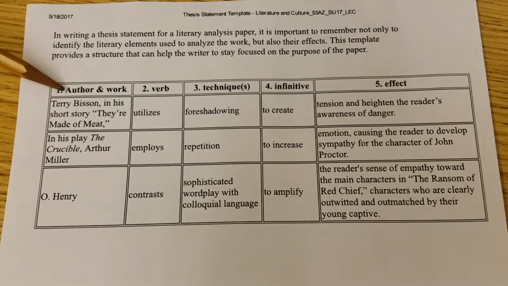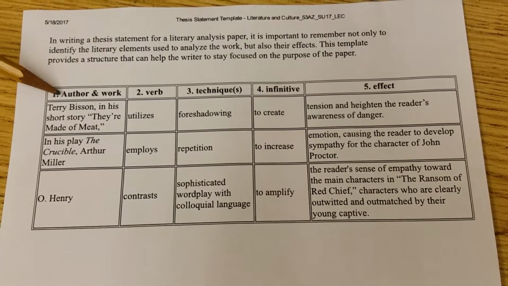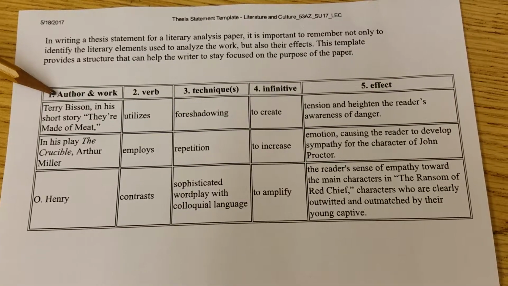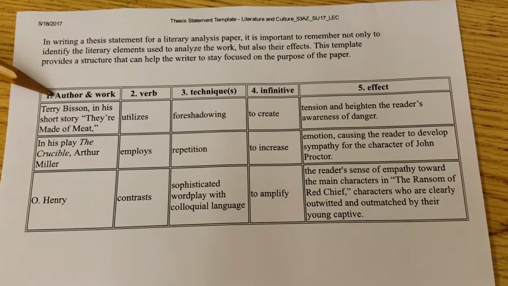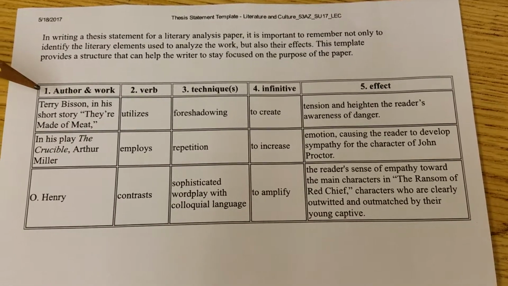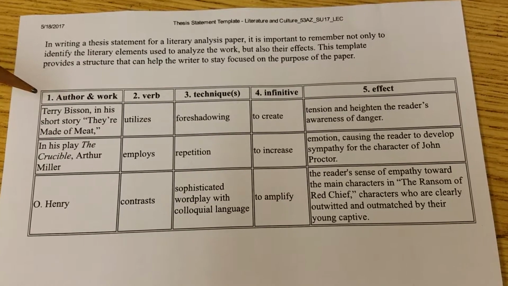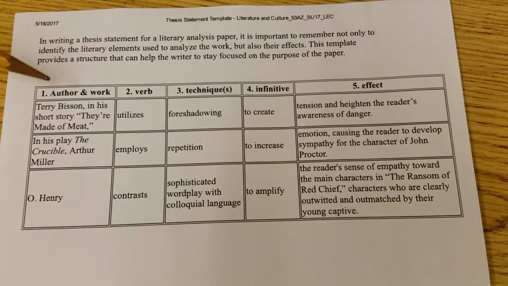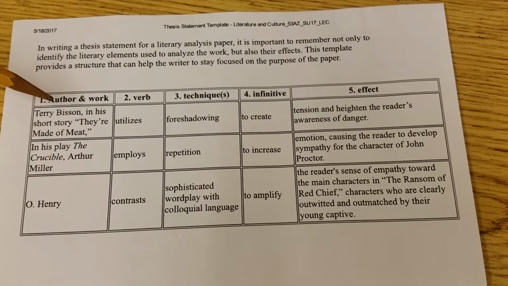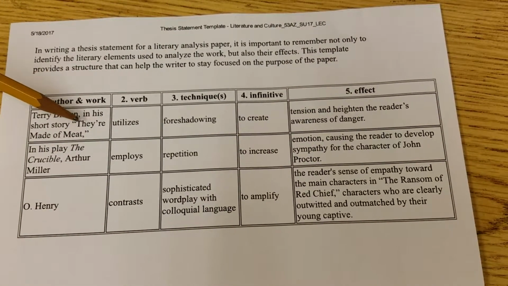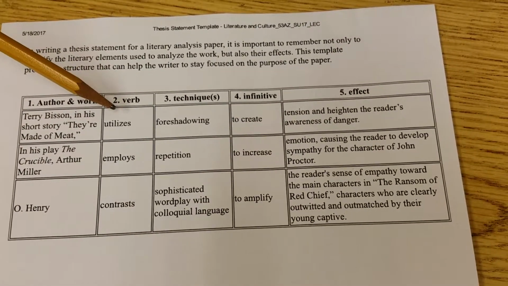Now, this first paper is a fiction essay, so that means any short story, either on our reading list or out of the textbook. Any short story is fine. Just don't pick a poem and don't pick a play. Okay? Mention the name of the author, like this, Terry Bisson, and the name of the work, his short story, They're Made of Meat. And then you move on to the verb.